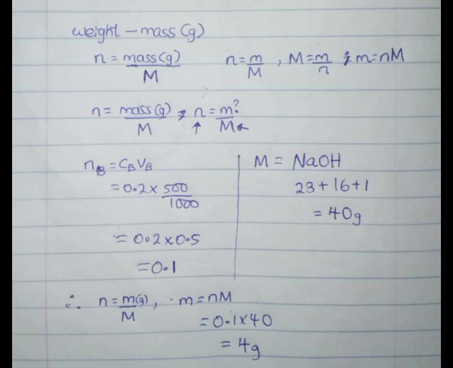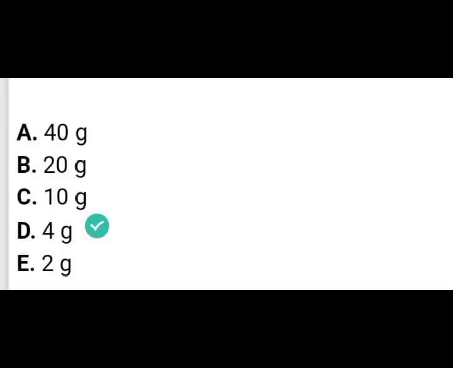Now the formula again is n equals small m over big M, the reacting mass over the standard mass, whether relative atomic mass or relative molecular mass. So you plug in the values and solve. That will be the final answer.